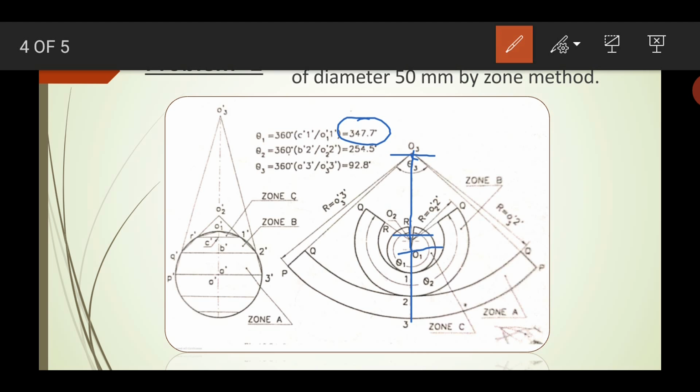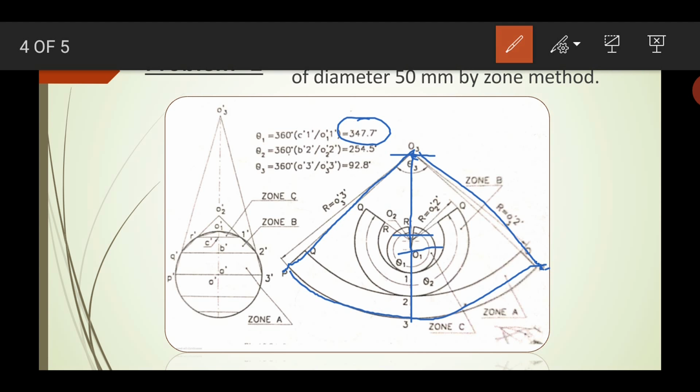From the center O3, draw the radius O3 dash, O3, O3 dash and 3 dash. So this is that one. And then draw an arc of PP. So it means an arc of PP. Okay, so it's completed.